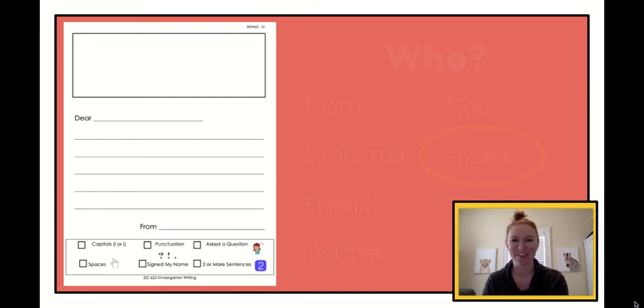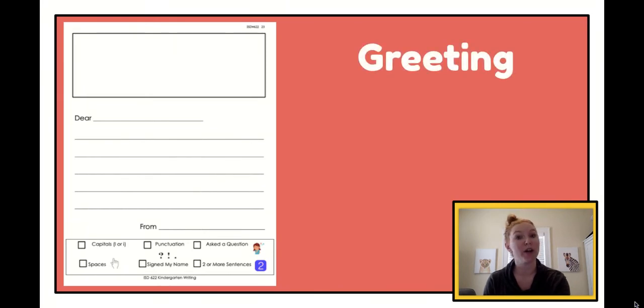So I'm choosing to write a letter to my sister, and I think I can persuade her to do some things for me. Next, we need to do our greeting. So we write our greeting at the top of our letter where the writing goes, not where the picture is, but the top where the writing is.